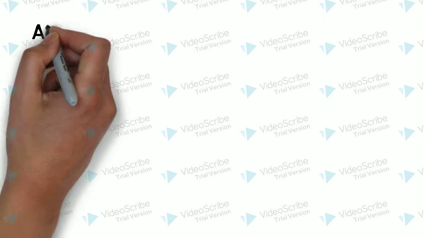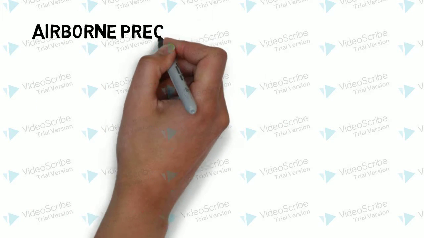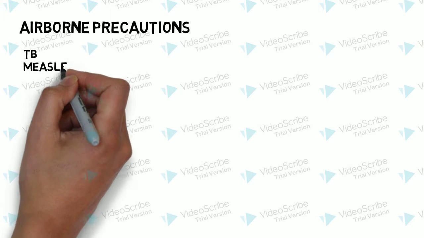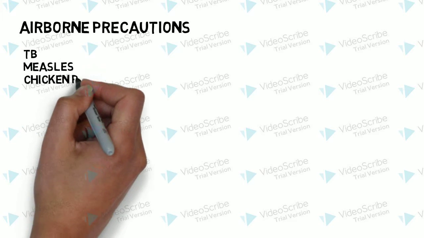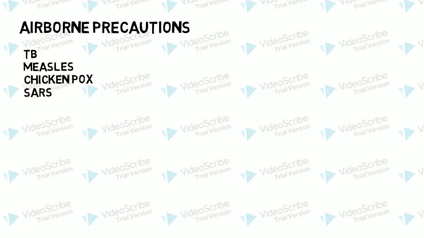Airborne precautions are for patients with TB, measles, chickenpox, or SARS. An N95 mask is to be worn.